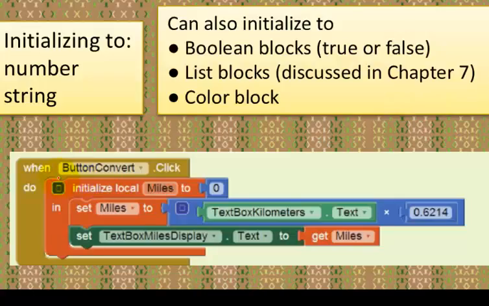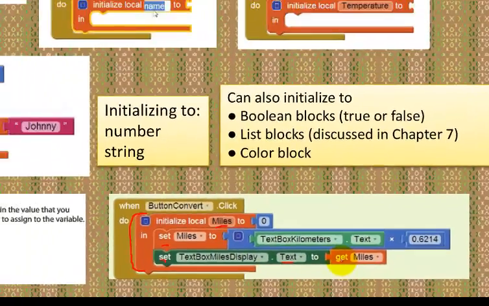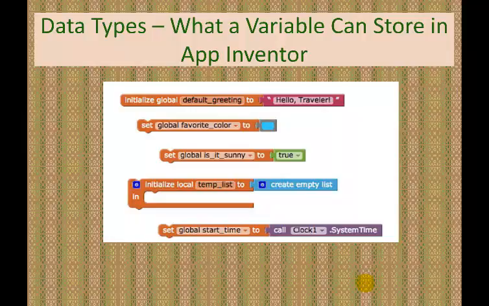This block here is showing the variable miles being initialized inside the click event. So the local variable miles will only exist nested inside this orange block. The variable is being initialized to 0. Here is the assignment statement. The assignment statement is using as input the result in the text box kilometers text property multiplied by this literal, and that will be assigned to miles. Then another assignment statement is happening, setting the text property of a different text box to the value that's in miles.